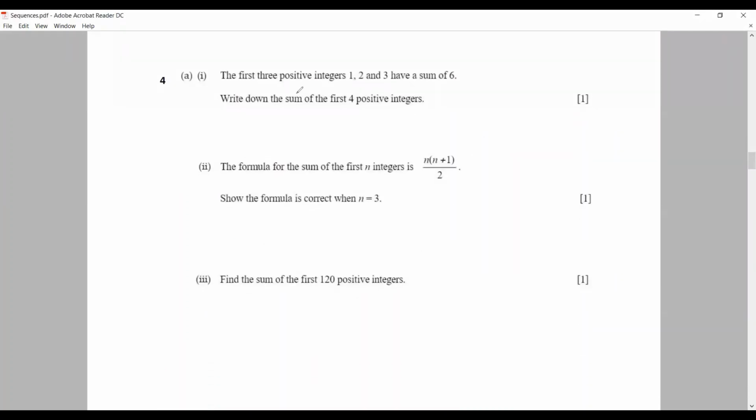The first three positive integers, 1, 2, 3, have a sum of 6. Okay, write down the sum of the first four positive integers, meaning 1, 2, 3, and 4. So you don't need to add all of them together because the first three is 6. So the fourth one, which is 4, you just add it to 6. And the answer is basically 10.